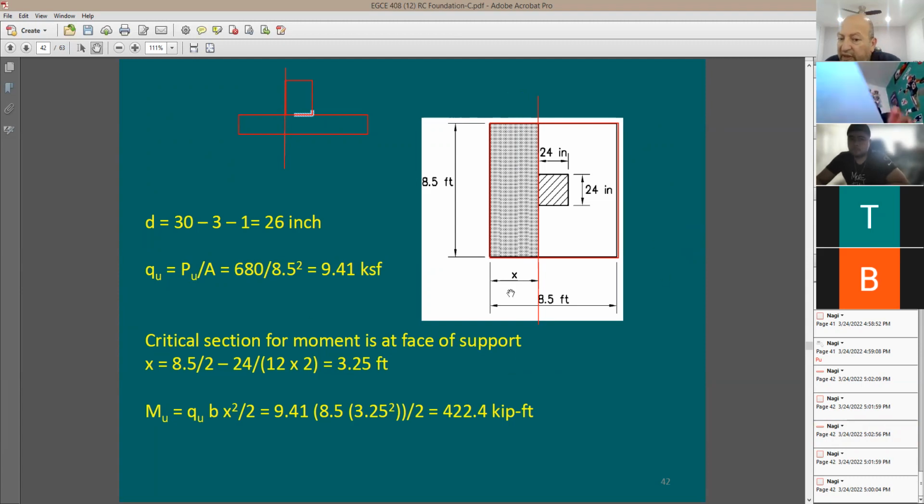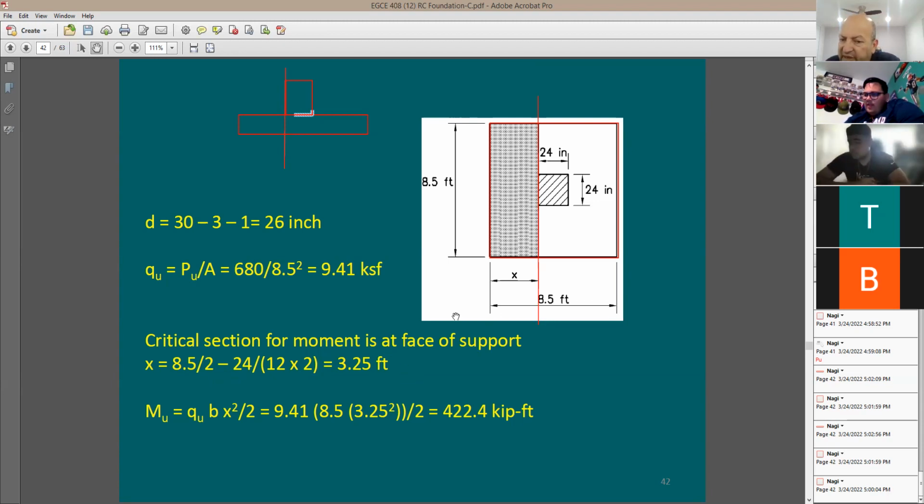For the critical section, I need to find the cantilever length, this X. So you can say, well, this 8.5, subtract 2 feet, which is right in the middle, is going to be 6.5 feet, divided by 2. It's going to be 3.25. I can do it quickly, but if you want it written, you can play with it this way.